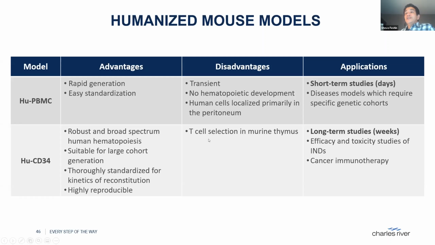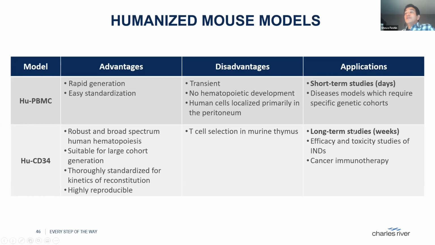So some of the disadvantages are, the T cell selection is really in the murine thymus. This is actually part of how it avoids the GVHD, which is somewhat of a benefit. But as a result, it is really based on the mouse MHC to some extent.